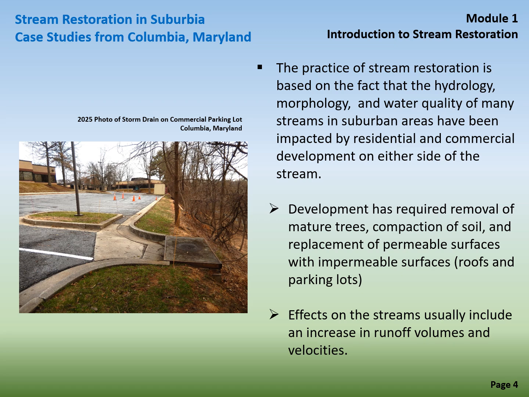The practice of stream restoration is based on the knowledge that hydrology, morphology, and water quality of many streams in suburban areas has been impacted by residential and commercial development on either side of the stream. So when these areas are developed, they have to obviously chop down the mature trees that are there, the mature forest, to make room for roads and buildings and parking lots. They also compact the soil, and then they replace permeable surfaces with impermeable.